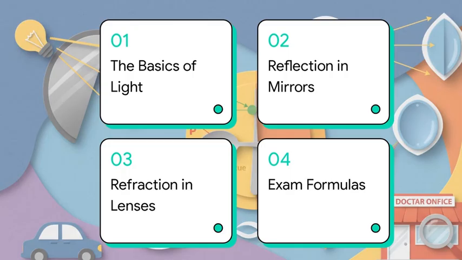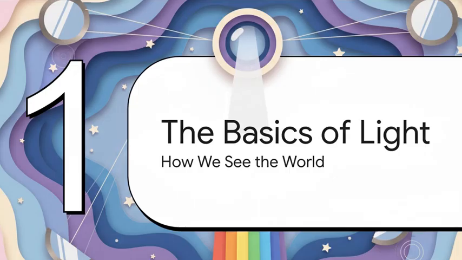So here's our game plan. First, we'll cover the absolute basics of light. Then we'll decode the first big idea, reflection, and what happens in mirrors. After that, we'll tackle the second code, refraction, and how lenses work. And finally, we'll get to the master key, all the essential formulas you'll need to unlock every single problem on your exam. All right, let's kick things off.